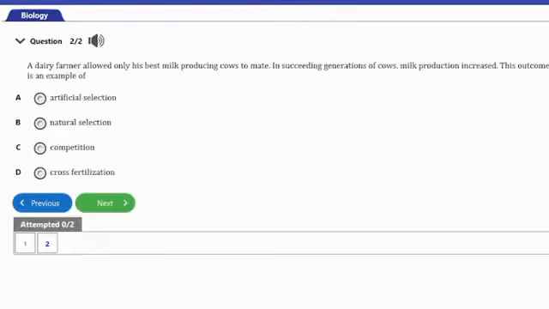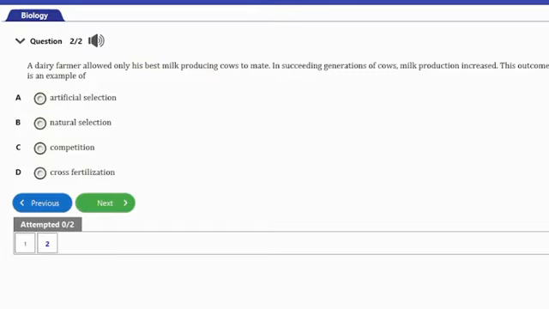Let's consider the next question. Question number 2 here. It says, a dairy farmer allowed only his best milk producing cows to mate. In succeeding generations of cows, milk production increased. This outcome is an example of A, artificial selection, B, natural selection, C, competition, D, cross-fertilization. So guys, the answer to this question is option A, and that's artificial selection.